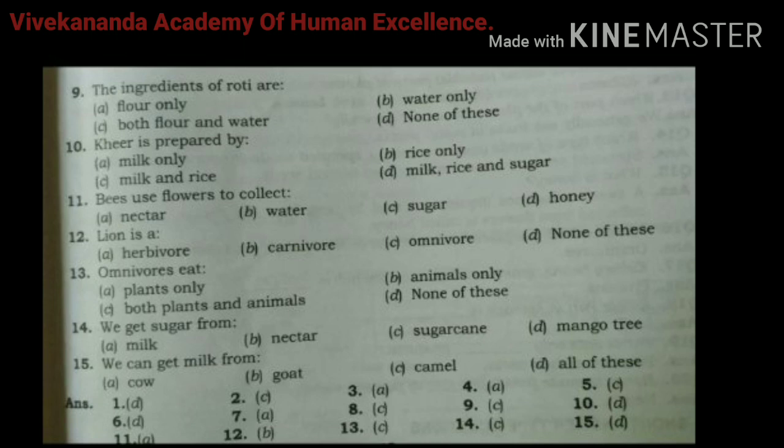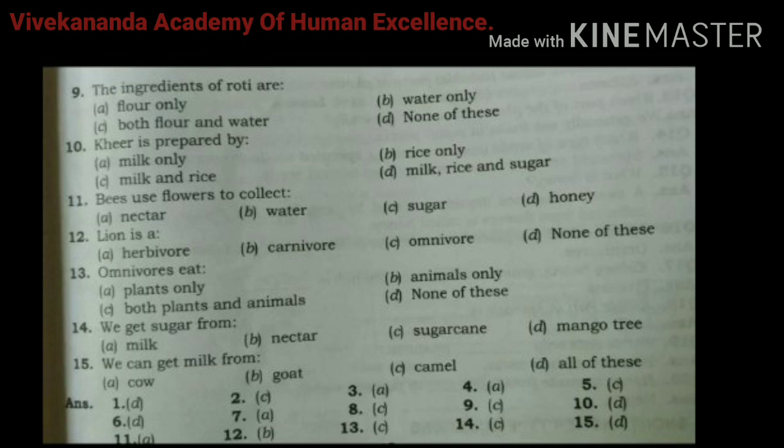11. Bees use flowers to collect A. Nectar, B. Water, C. Sugar and D. Honey. As you are aware, they collect the nectar and then it turns to honey. So bees use flowers to collect the nectar from the flower. Option A is correct. 12. Lion eats herbivores, carnivores, omnivores, none of these. As a lion eats flesh only, it is a carnivore. So option B is correct.